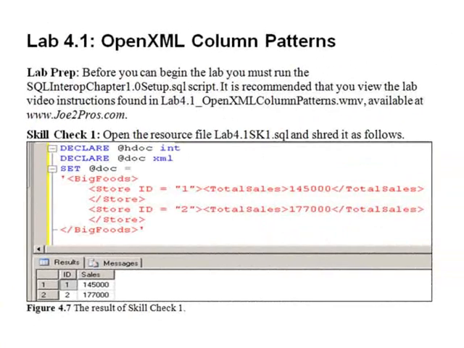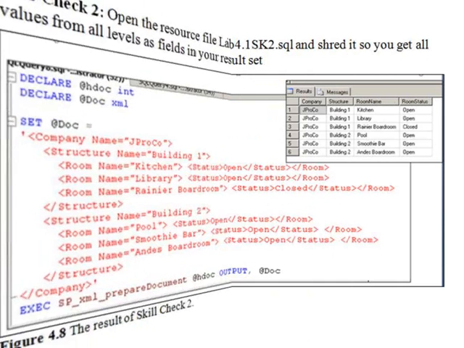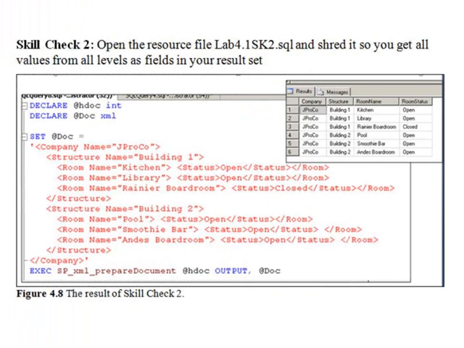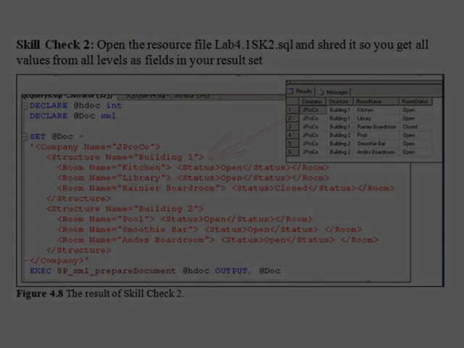Time for Lab 4.1, Skill Check 1. Open the Resources file, Lab 4.1 sk1.sql, and shred it as follows. Skill Check 2. Open the resource file, Lab 4.1 sk2.sql, and shred it so you get all values from all levels as fields in your result set.